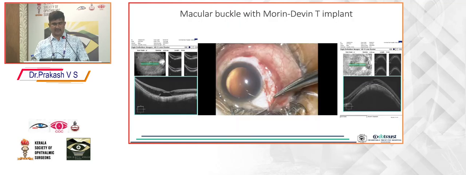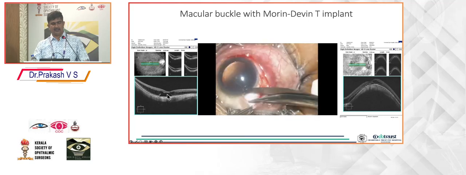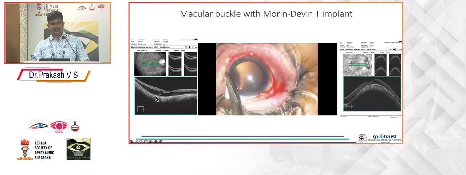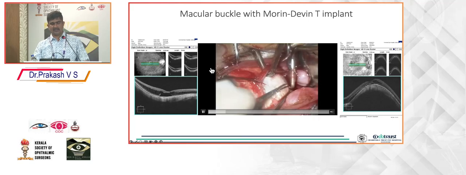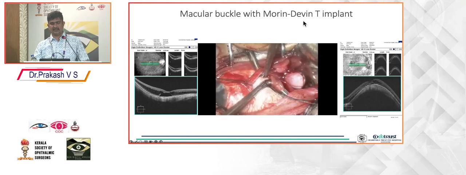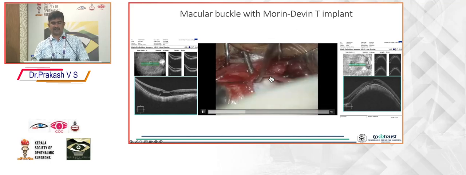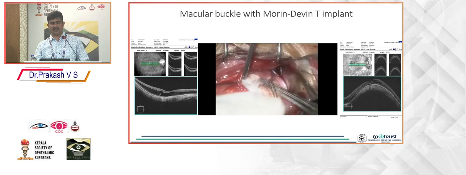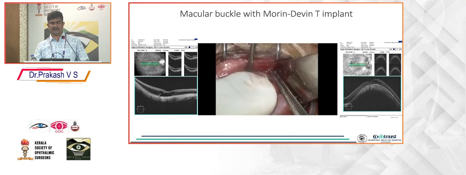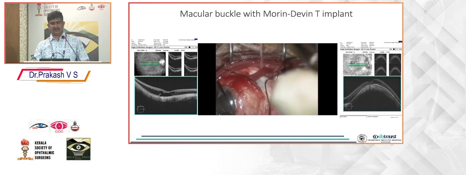And this is again a patient. Here you can see that you don't have a macular hole, you have only a submacular detachment. So here a macular buckle is being done. We are using a Morin Davin T implant. The biggest challenge for retinal surgeons is to hook the inferior oblique. We usually don't have to hook the inferior oblique. We only do the recti. But here you have to take the inferior buckle.